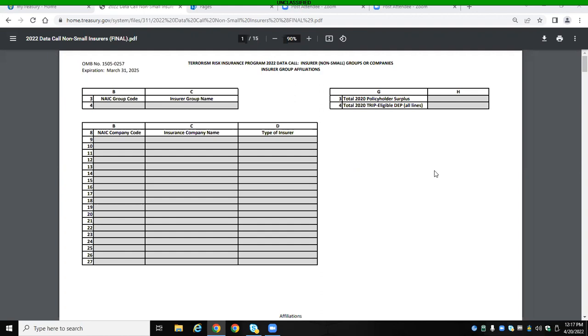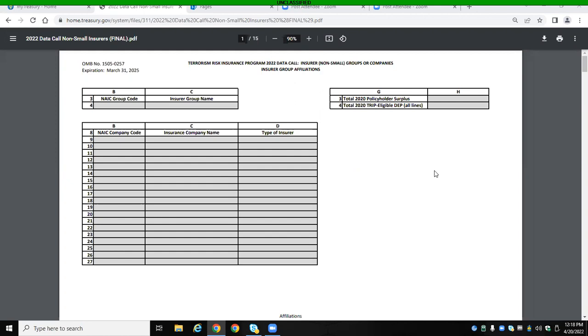NCCI will otherwise coordinate with the rating bureaus in the states in which it does not operate, other than New York and California. They actually do that separately for us. So we will be getting comprehensive nationwide information. The one exception here is that NCCI and the rating bureaus will not register on your behalf, nor will they, or for that matter, can they, complete the questions concerning reinsurance information relating to workers' compensation exposures, which still need to be completed by the insurer.